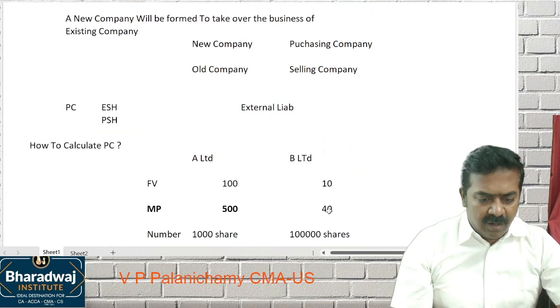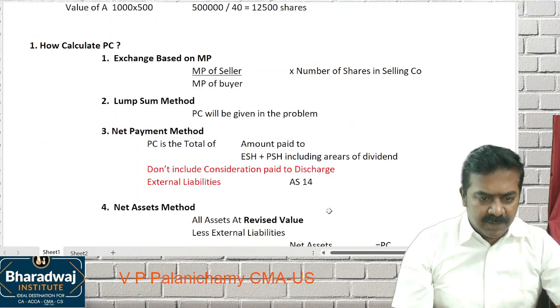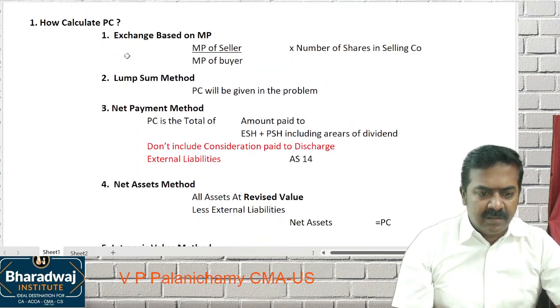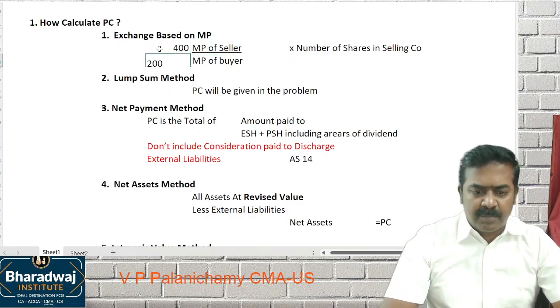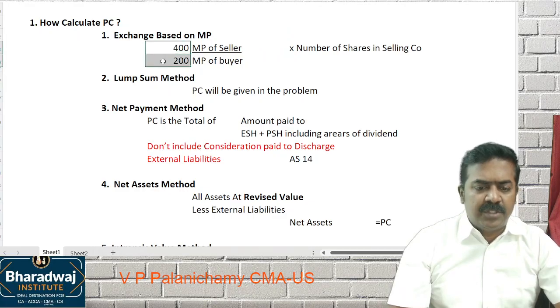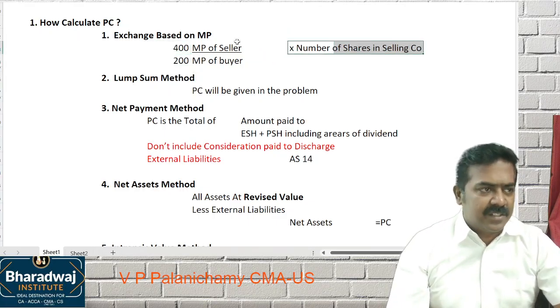Then, how to calculate purchase consideration? It can be based on market price. Okay, market price of the seller divided by market price of the buyer into number of shares. For example, your market price is 400, my market price is 200, means I will give you 2 shares for every 1 share. If there are 1 lakh shares, I will give you 2 lakh shares.